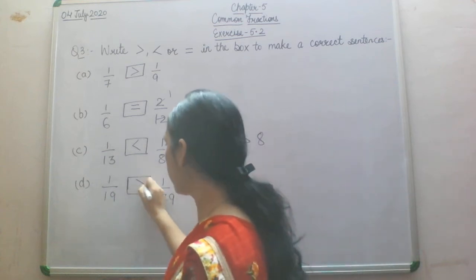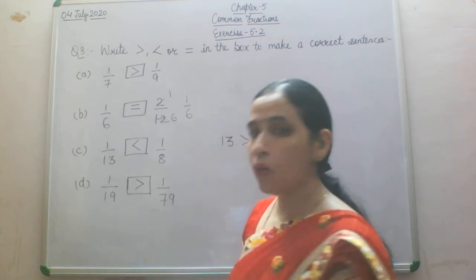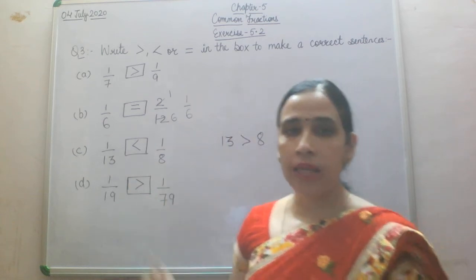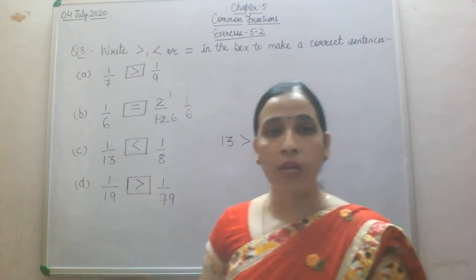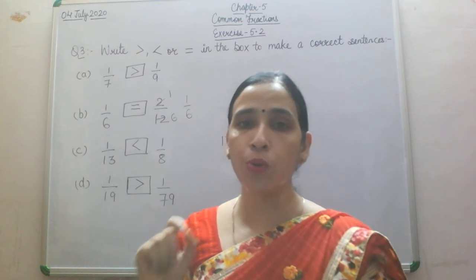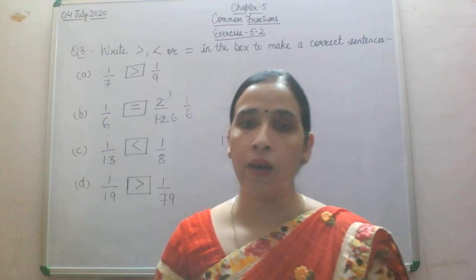Here 1 by 19 is greater, so we will put this sign. This 1 by 79 will be smaller. So like this you are supposed to do this question number 3. If you remember that rule, you can easily do that comparison of unit fractions.